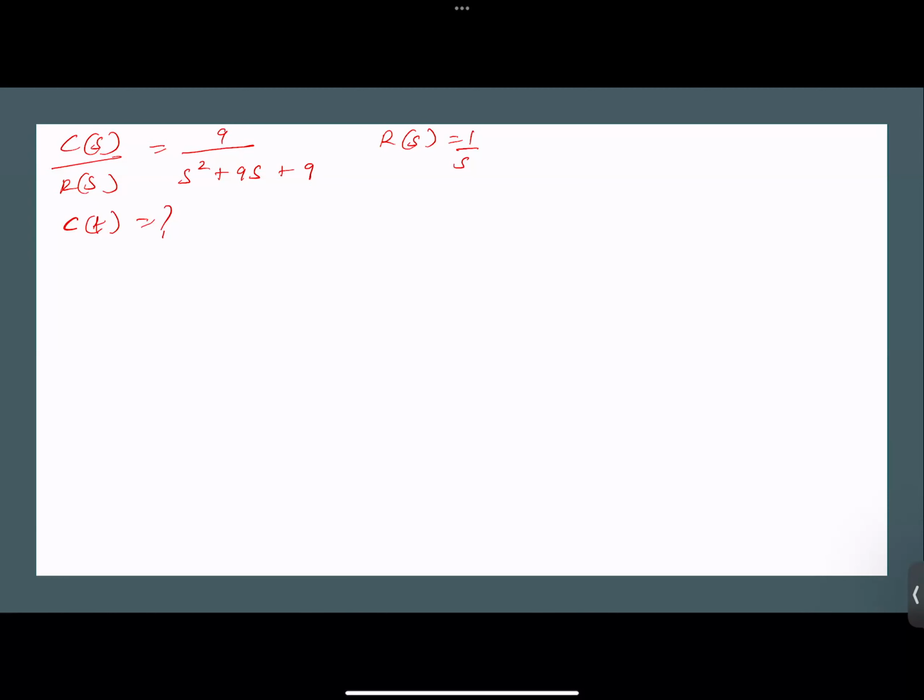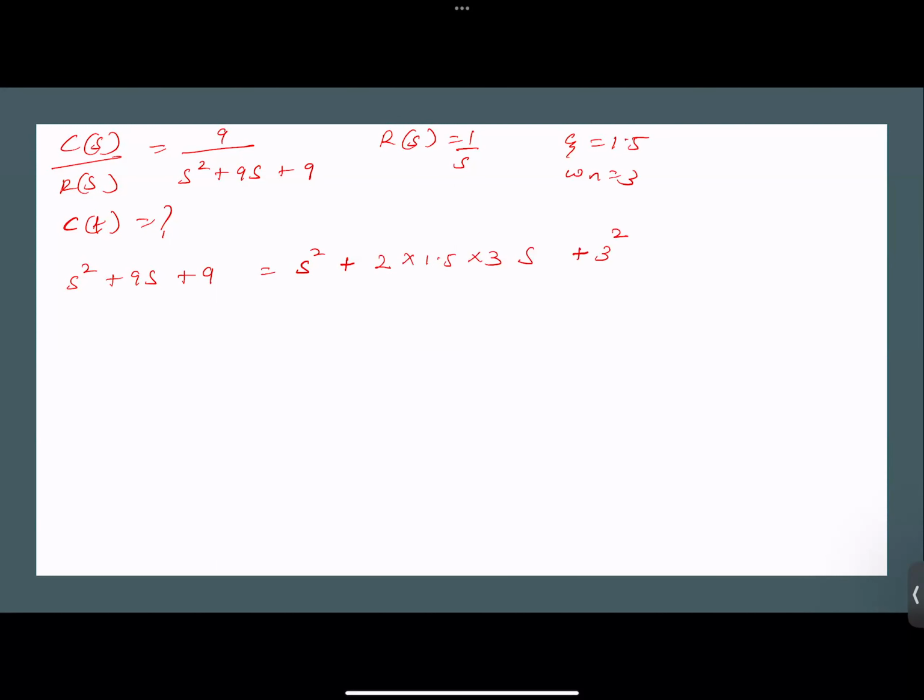So now let's take the denominator and try to split it. So s square plus 9s plus 9. Okay. So what do we do here? And we know that eta is 1.5, omega n is 3. Okay. So how do you write that? You write it as s square plus 2 into 1.5 into 3 s plus 3 square.